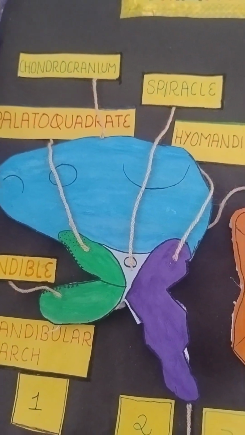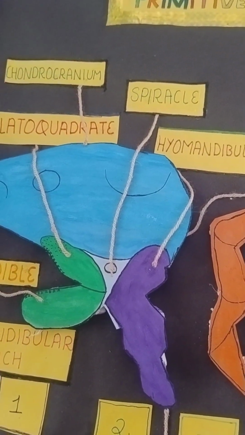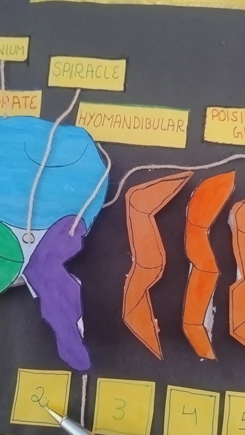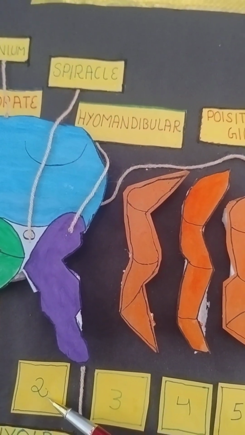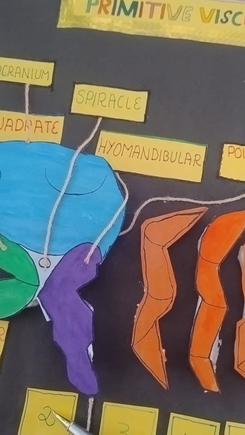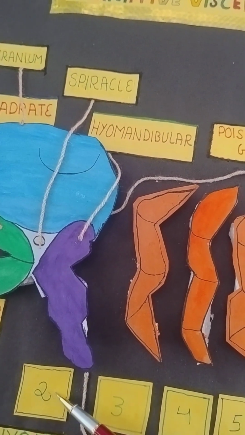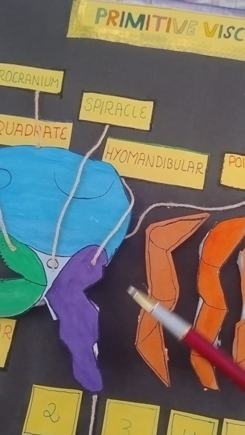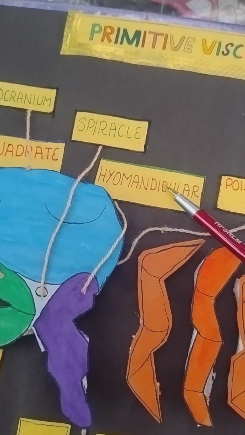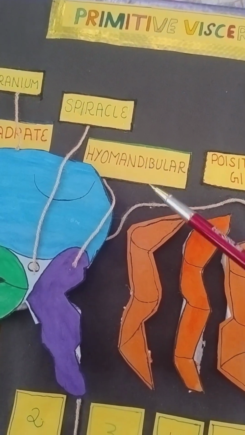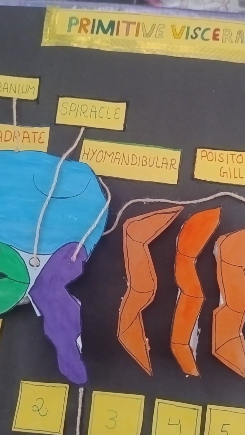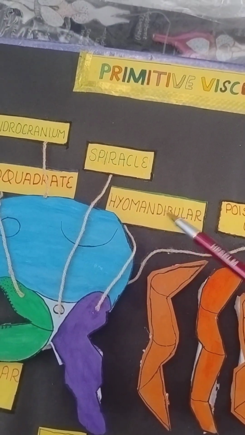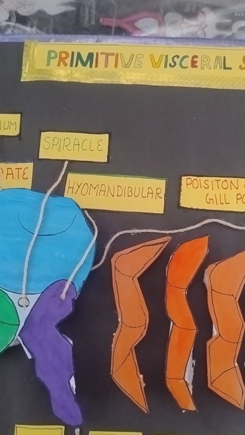These are the parts of the first arch, that is the mandibular arch. Then comes the second one, the hyoid arch. It is the second visceral arch and it supports the tongue. It also helps to attach the jaws. It is divided into an upper part, the hyomandibular, and a lower part, which forms the hyoid proper.